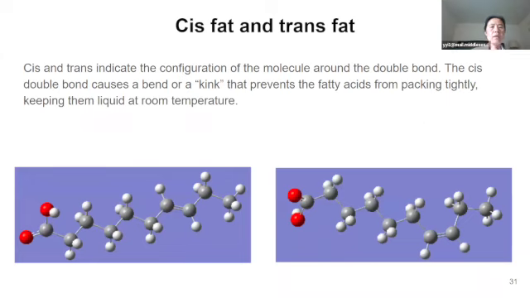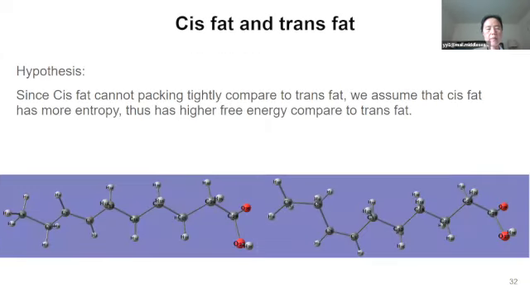So cis and trans fat indicates the configuration of the molecule around the double bond. The cis double bond causes the molecule to have a kink that prevents the fatty acids from packing tightly, keeping them liquid at room temperature. So my hypothesis is since the cis fat cannot pack in tightly compared to the trans fat, we assume that cis fat has more entropy, thus has a higher free energy compared to the trans fat.